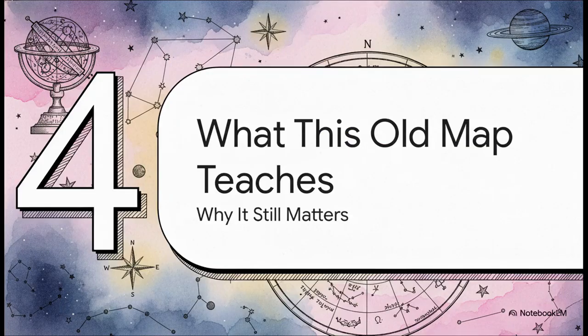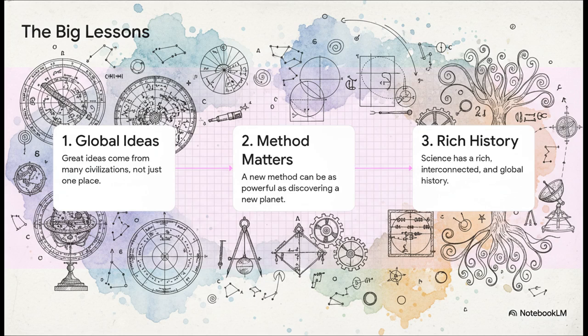So, what's the big takeaway from all this? What does this ancient map really teach us? Well, as it turns out, quite a lot, actually. Okay, here are the big lessons, I think. First, it's a powerful reminder that great ideas come from everywhere, from all over the world, not just one place. Second, it shows that a new method, a new way of doing things, can be just as powerful as discovering a new planet. And finally, number 3, the history of science isn't some straight line. It's this rich, messy, interconnected global story.